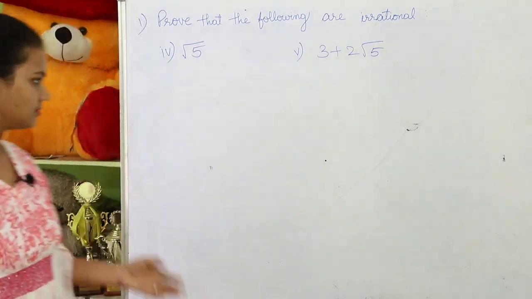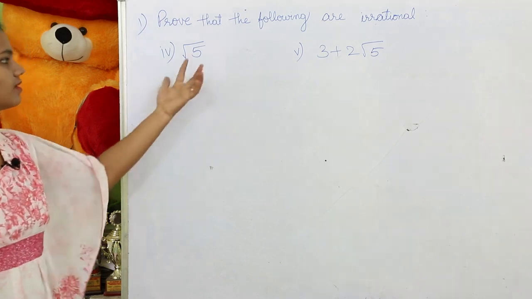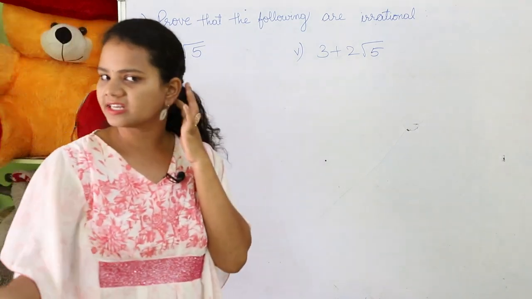Okay, let's start with the fourth one over here in irrational numbers. So part 2, let's start with it. Here you have the fourth one, where root 5. So we must prove that root 5 is an irrational number.